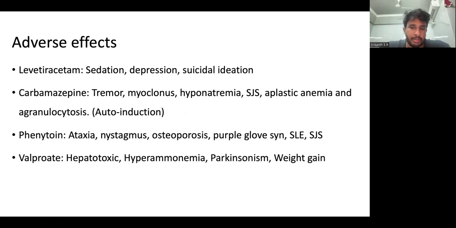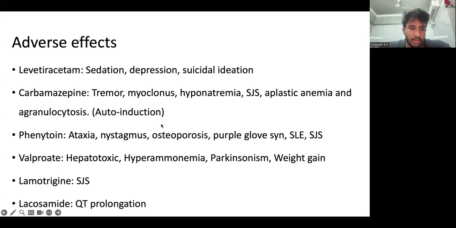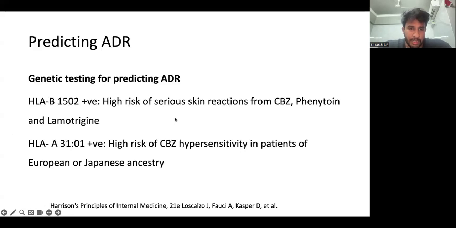Valproate can cause hyperammonemia. Sometimes it can cause Parkinsonism and weight gain also. And lamotrigine is comparatively a safe drug, but it can cause Stevens-Johnson syndrome. And with lacosamide, the main issue is a mild QT prolongation also. So these are major drugs that we use and the side effects associated with these drugs. We can do some genetic testing to predict adverse drug reactions, like HLA-B1502, which is used to predict serious skin reactions with carbamazepine, phenytoin, and lamotrigine.